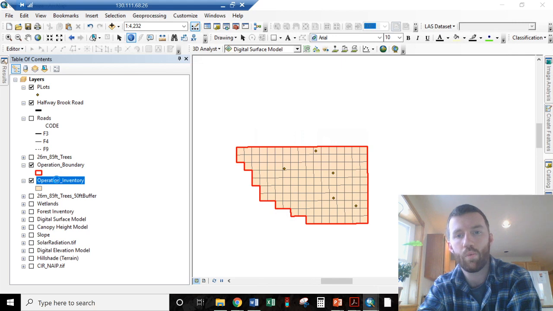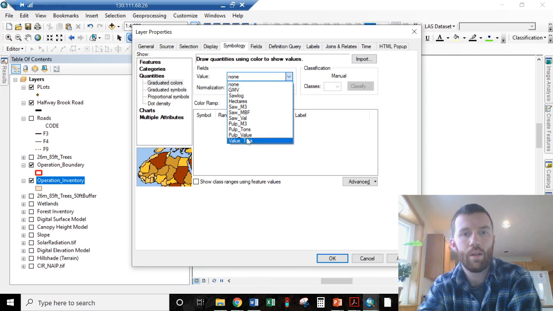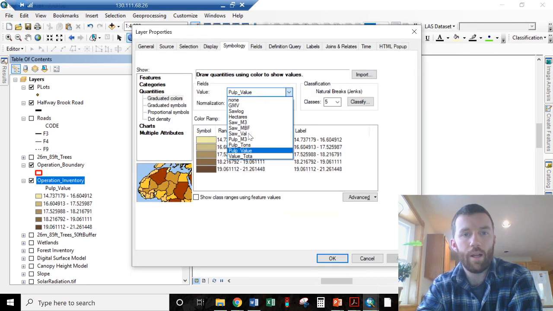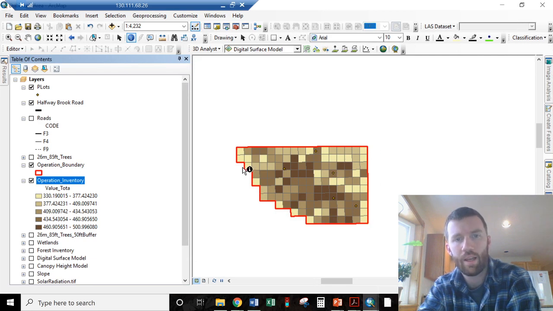And let's look at some of the reasons why this might have been high. So we'll go by quantities. I'll just say show by the total value, where, oh no, that's pulp value, I'm sorry. We want value total. There we go. So it looks like these 5 plots have just happened to land in some of the higher value areas. Some of them sort of in the middle, but all of these lower values in this edge area were not incorporated into those 5 inventory plots. So in this case, we estimated high because the plots happen to land in the more heavily wooded areas.